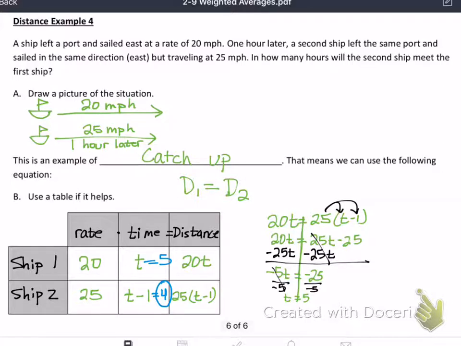So those are four examples of the three different types: total distance, round trip, and catch up. Okay. You do have your homework packet. So I think about 4 questions with these types of distance problems.